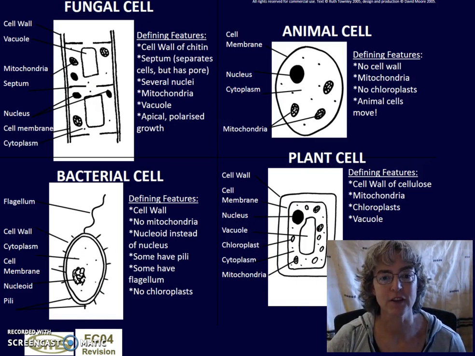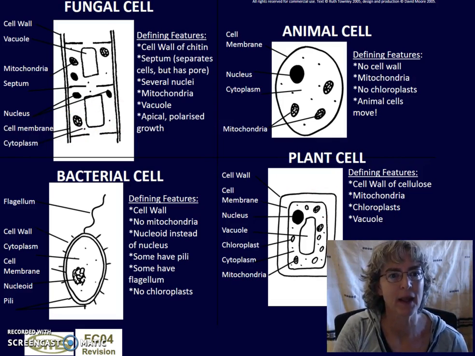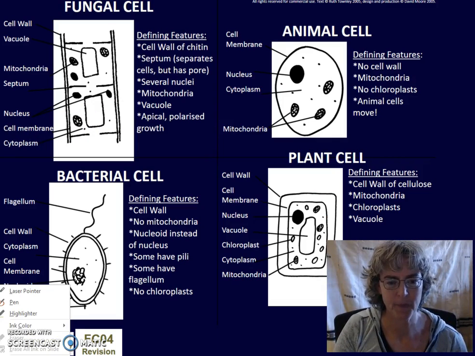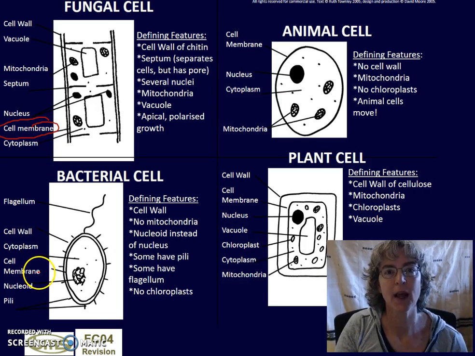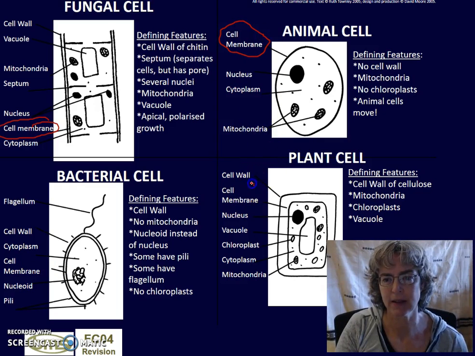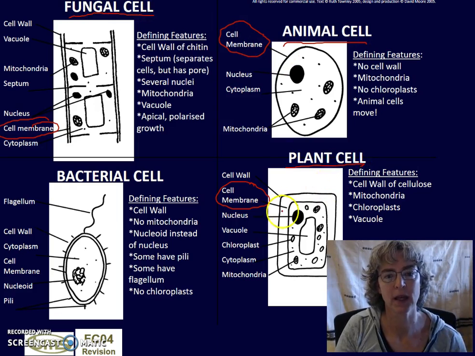So all cells have a cell membrane. Let me get my pen. So we've got a fungal cell, has a cell membrane. Animal cell, membrane. Plant cell, membrane. So all eukaryotic cells have cell membranes. Bacterial cell also has a cell membrane. So all prokaryotic cells, including bacteria, also have cell membranes.